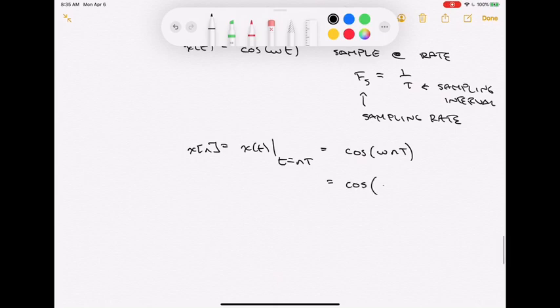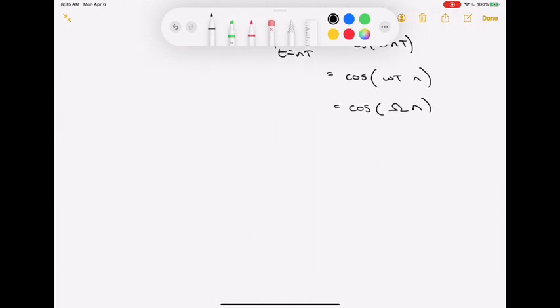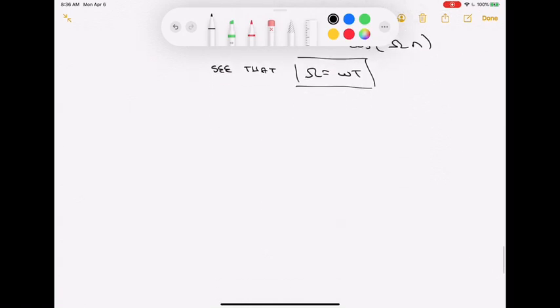And I'm going to have little omega cap T n, and we know that a discrete time signal's general form is kappa omega n. This tells us the mapping between continuous time and discrete time frequencies. We can see that cap omega equals little omega T. As long as we're sampling at a uniform sampling rate, we end up getting digital frequencies that are related to analog frequencies through the sampling interval.